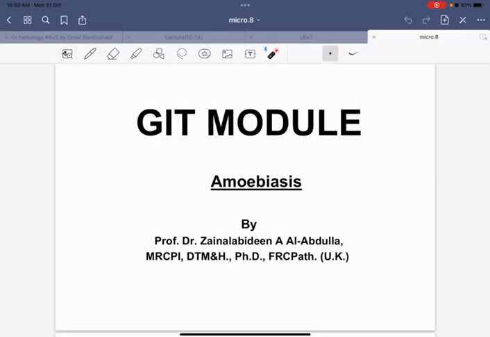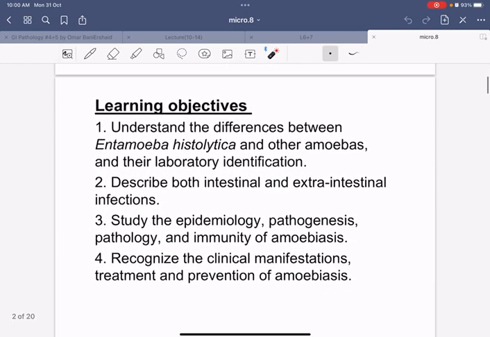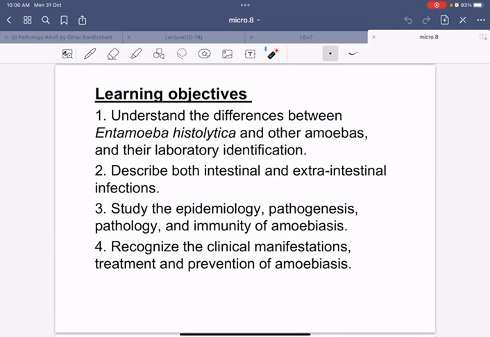Amoebiasis is one of the causes of bloody diarrhea. Add it to your list. Okay? So the theme of the lecture will be to understand the differences between Entamoeba histolytica. Entamoeba histolytica is our concern in this lecture, the pathogenic species of amoeba. So we are going to differentiate it from other amoebas, okay?